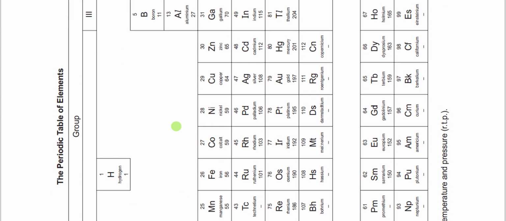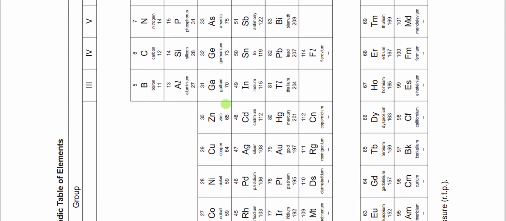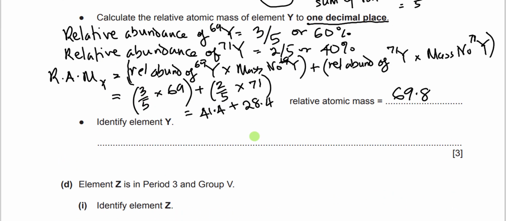Element 69, 60, 65. Okay, this is 65. After 65, the next one is 70. So 69.8 is almost 70, approximately 70. So the element is gallium. So Y is gallium.